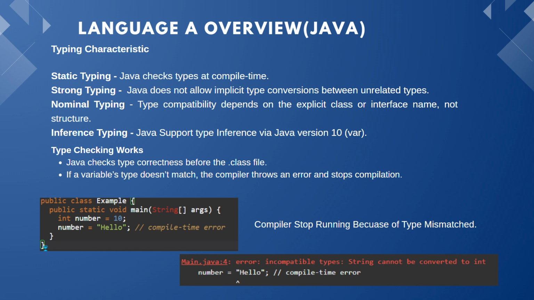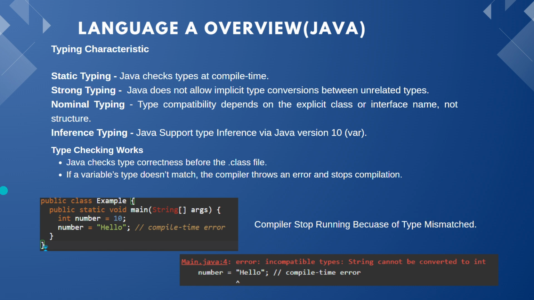For our first language overview, we have Java. The characteristic of Java is static typing, meaning Java checks at compile time. It has strong typing, so Java does not allow implicit conversion between unrelated types, like numbers to strings. With nominal typing, type compatibility depends on the explicit class or interface name, not the structure. For type inference, Java supports it via the var keyword since Java version 10.